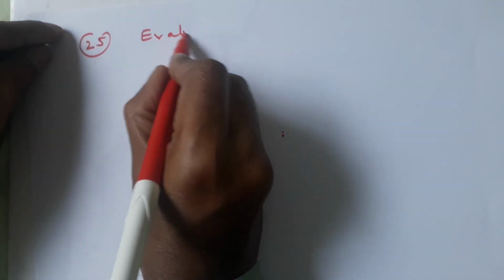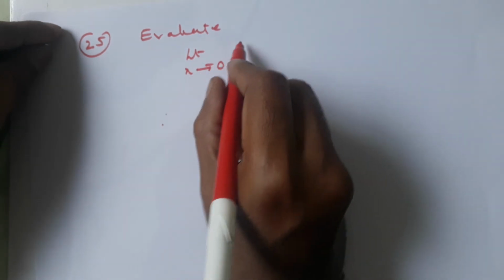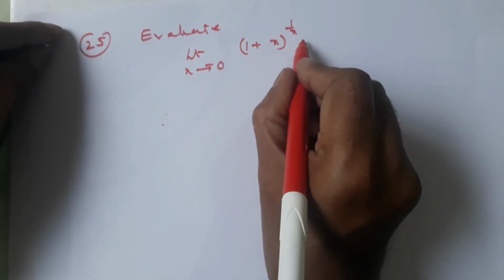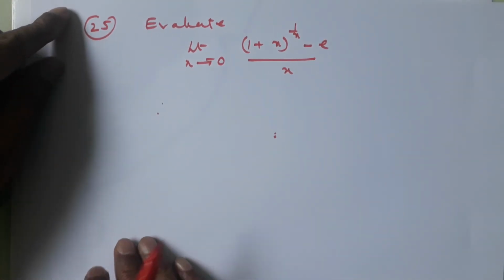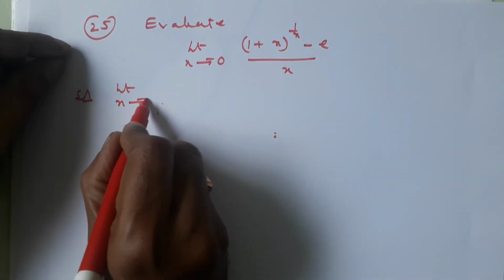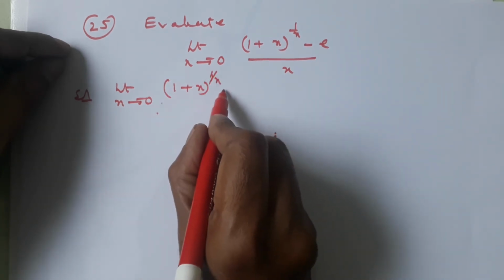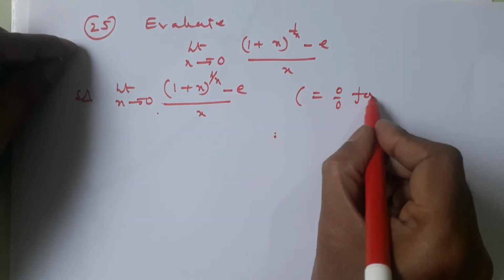Next, problem 25 in continuation. Evaluate limit x tends to 0 of (1 plus x) whole power 1 by x minus e, divided by x. Solution. Limit x tends to 0 of (1 plus x) whole power 1 by x minus e, divided by x, is a 0 by 0 form.